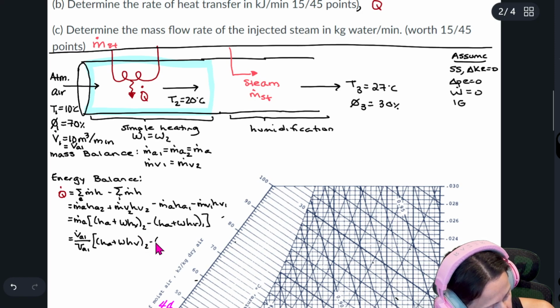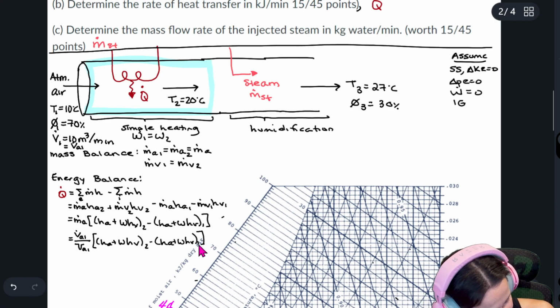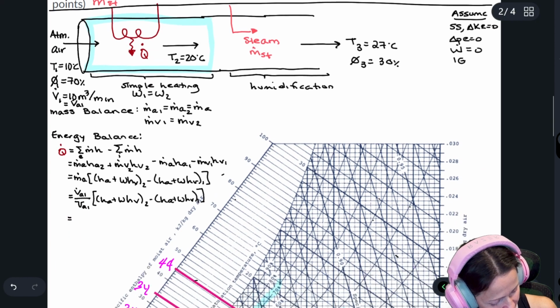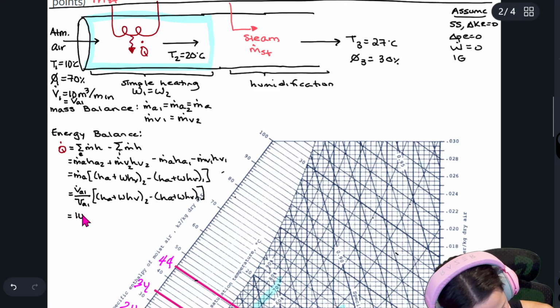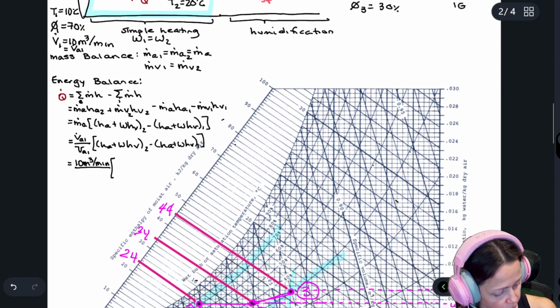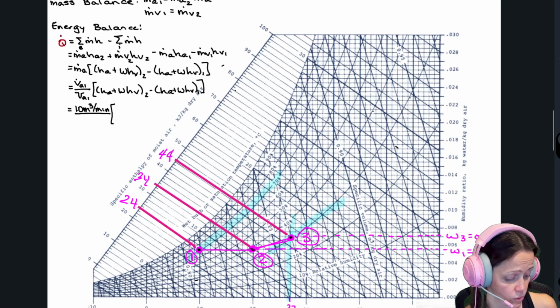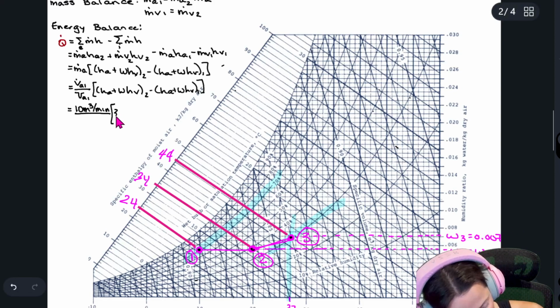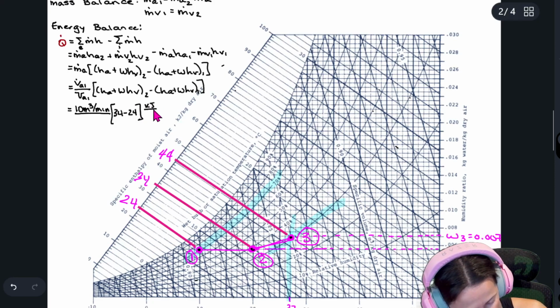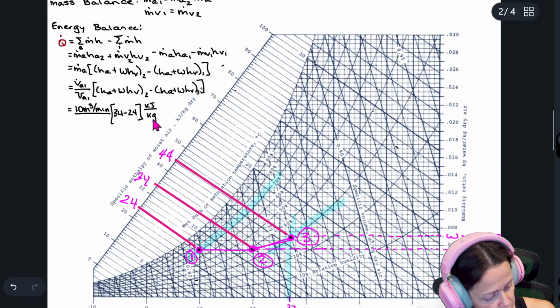Okay, bring this down. So this is at 2 minus the same thing at 1. I know we're kind of running into stuff, but it's okay. All right, almost there. So this guy is going to be 10 meters cubed per minute. And then we had already figured out what the specific enthalpies were. At 2, we said that was 34 kilojoules per kilogram. At 1, we said it was 24. So 34 minus 24, both of these in kilojoules per kilogram of moist air.